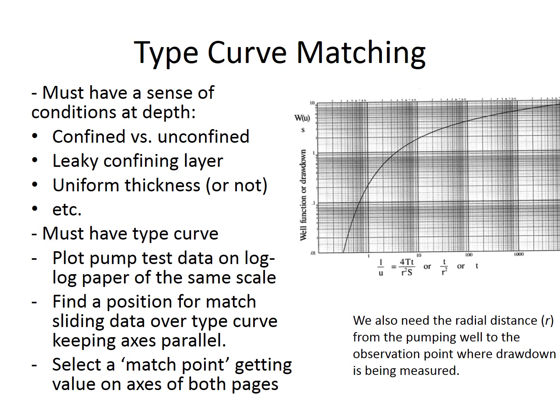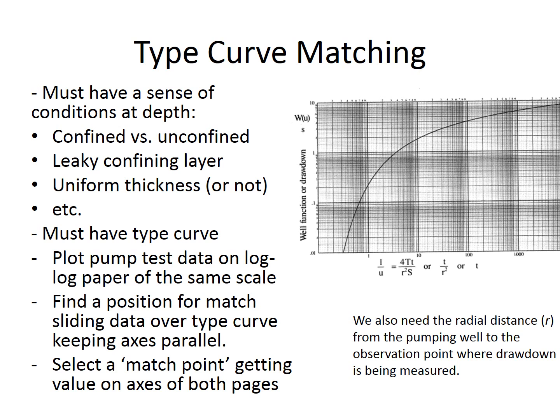And we're going to be using this plot along with observations of drawdown versus time in order to estimate aquifer parameters. To do this, we need to plot our pump test data on log-log paper that's of the same scale as our well function curve shown here. Then we'll slide the two different pieces of paper across one another until we find the point at which our data falls directly over the type curve that's shown on this slide. Remember, I mentioned in class that the sliding we do has to keep the axes parallel. So when you're sliding the paper, you can slide up and down, you can slide left and right, but you can't rotate one piece of paper over the other.